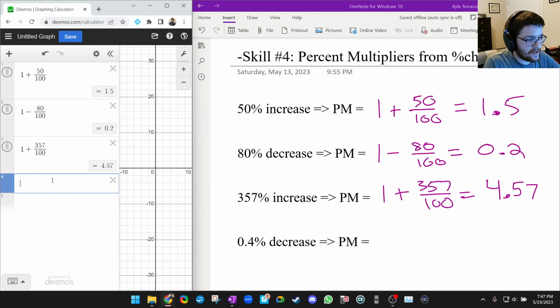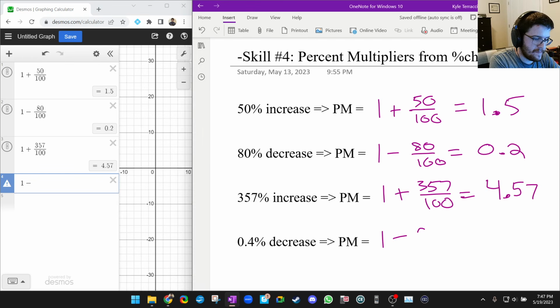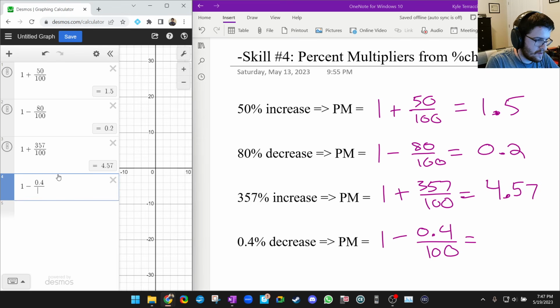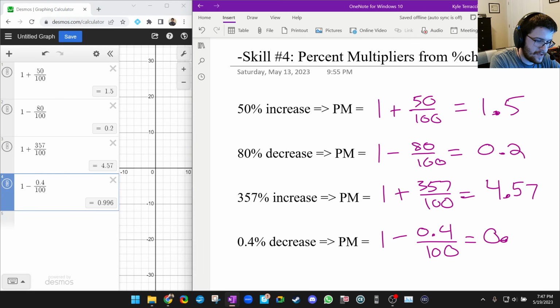So 0.4% decrease. See how tricky this is to do in your head when the numbers get really small or really, really big? Sure, when it's like 10 or 20 or 50, it's not so bad, but when the numbers get bigger or smaller, it gets really hard to do. All right, so this would be 0.996. So maybe I would see that in one of the answer choices or something like that. Okay, great. So please, please, please make sure that you can do that.